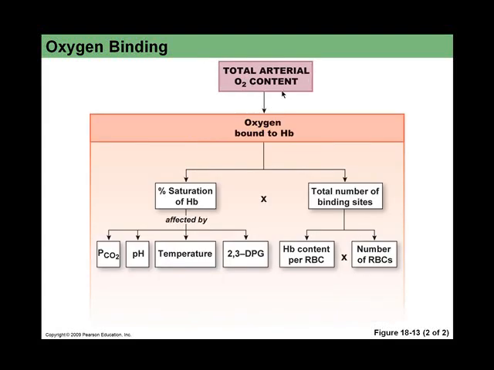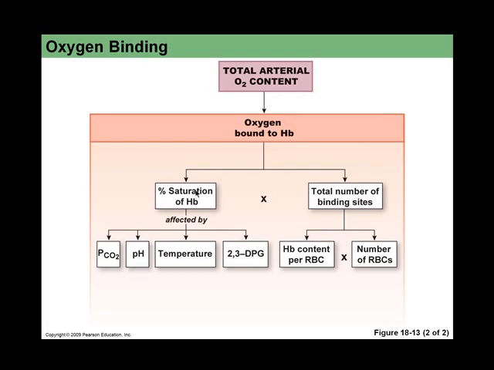The total arterial O2 concentration is also related to the oxygen bound to the hemoglobin. There's the percent saturation of hemoglobin that's affected by PCO2, pH, temperature, and 2,3 DPG. So all of these, PCO2, temperature, and 2,3 DPG would be expected to be slightly higher at metabolically active tissue. Acidity will be higher, but pH will be lower. And so these all favor a low affinity of hemoglobin, so you're going to give up the oxygen.